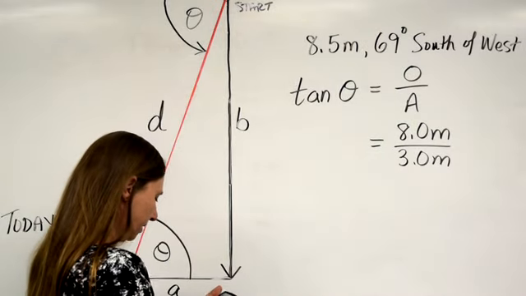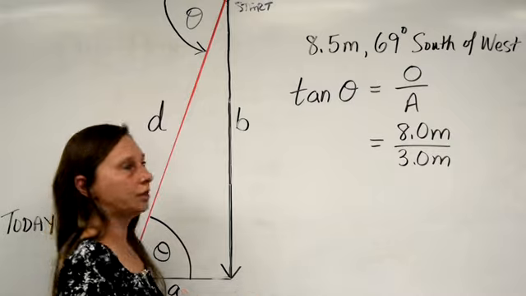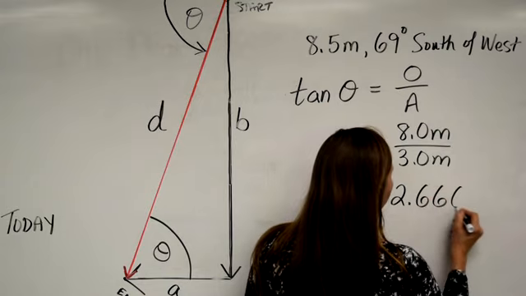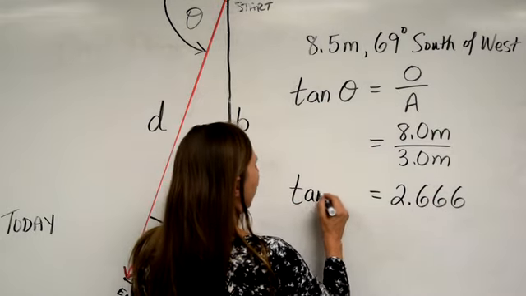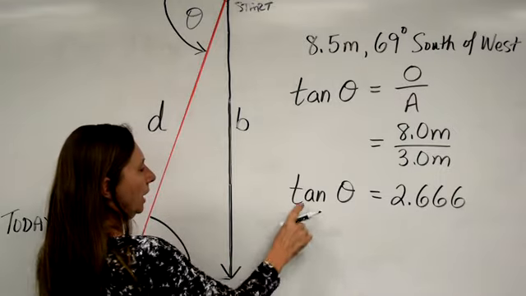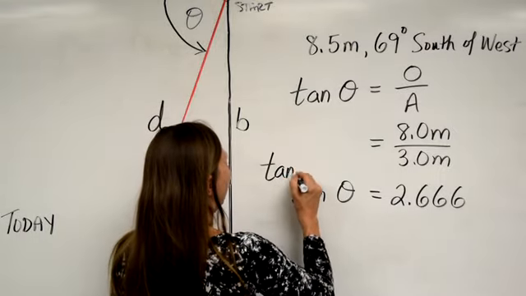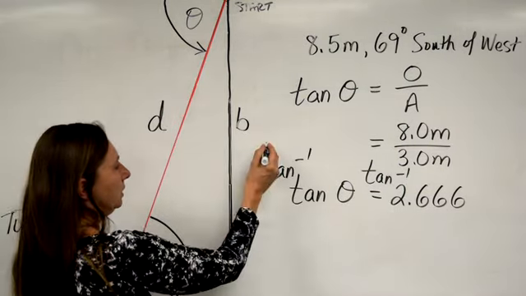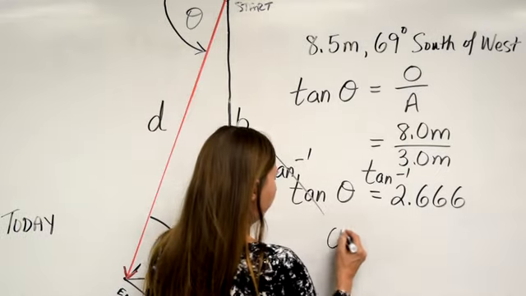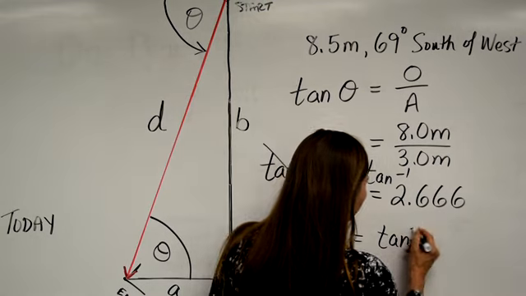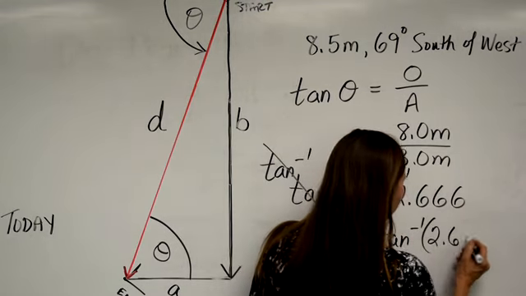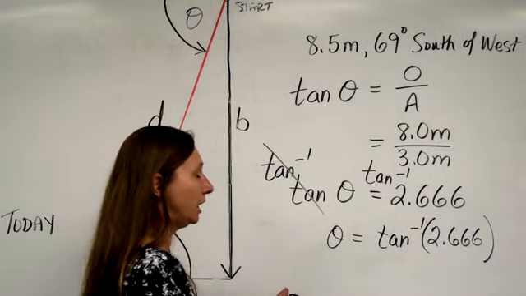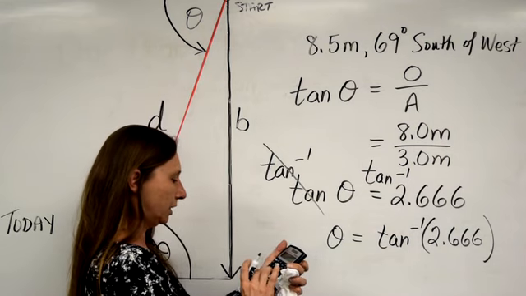8 divided by 3 is 2.666. So the tangent of theta is 2.666. But we don't want the tangent of theta. We want theta. How do we get rid of tangent? Take the inverse tan of both sides. Tan and inverse tan cancel. I'm left with theta, theta being the inverse tan of 2.666. So do shift tan, that's inverse tan for most of your calculators, of 2.666.